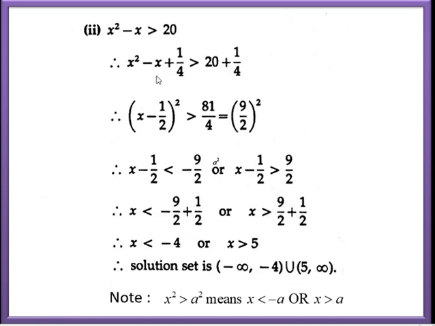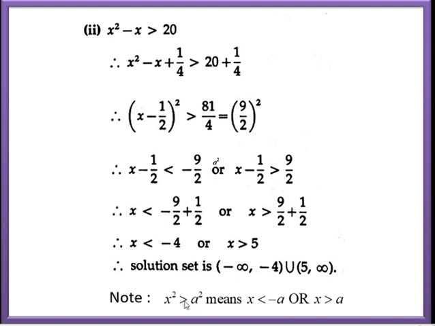Now this is important. Before I start explaining the solution, you should know this. X square greater than a square means, many students just write x greater than a. That is half truth. You have to say x greater than a or x less than minus a. Why? Because the square of a negative number is also positive.